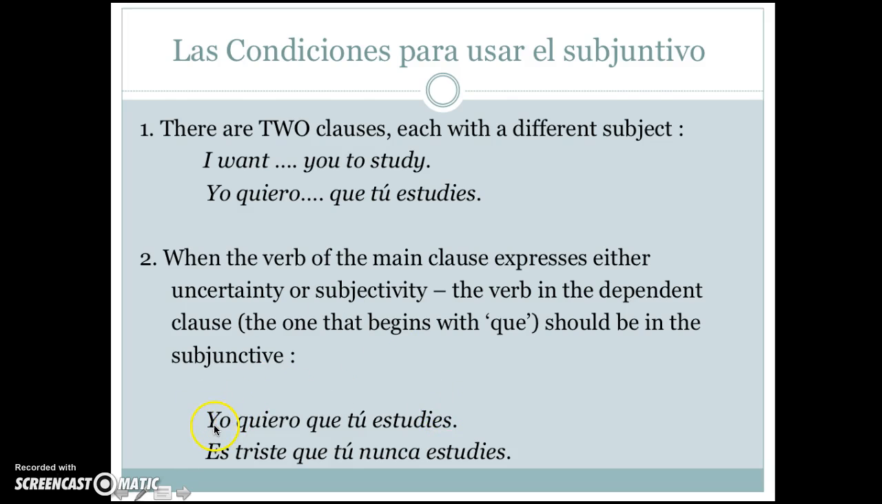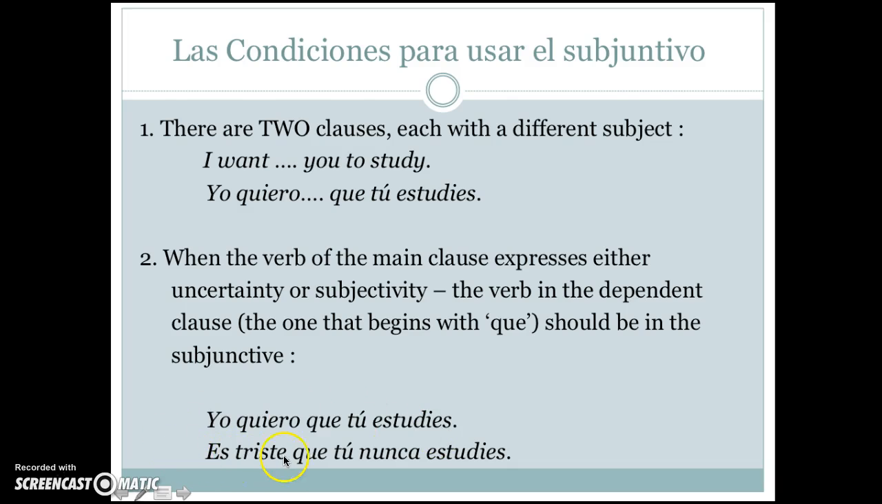Dos ejemplos. Yo quiero que tú estudies. Yo quiero, I'm doing the wanting, that you're doing the studying, and just because I want you to study doesn't mean you will. Uncertainty. I've met my two conditions. I use the subjunctive of estudiar.